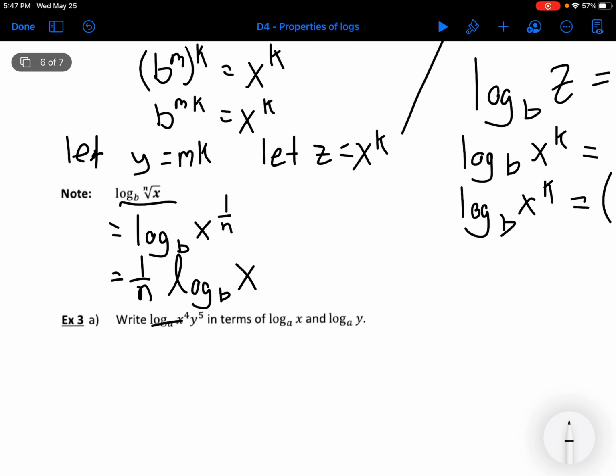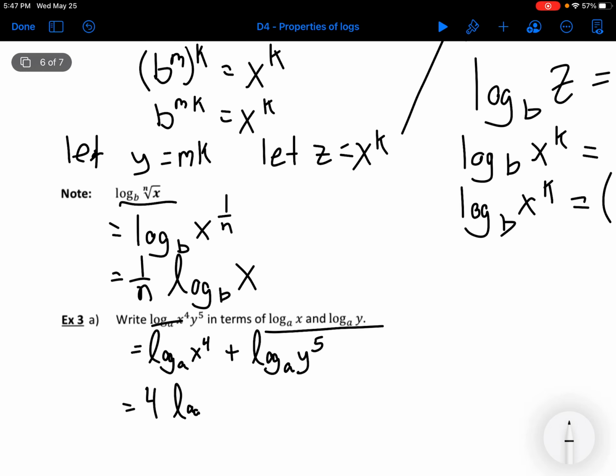Okay. So if I was looking at this, it says write it in terms of that. The first thing I'm going to do is say log base a of x to the 4 plus log base a of y to the 5. That's my product rule, I'm adding my multiples. And then all I have to do is bring that exponent down, and we've got this.